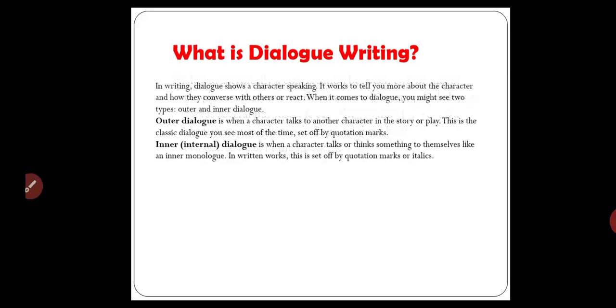In writing, dialogue shows a character speaking. It works to tell you more about the character and how they converse with one another or react. That is talking about anything between two or more people. When it comes to dialogue, you might see two types: outer dialogue and inner dialogue. We'll see what is an outer dialogue and what is an inner dialogue.